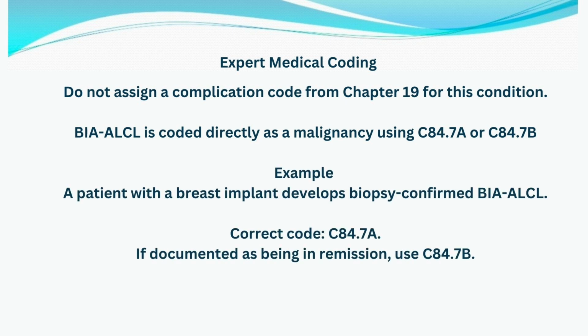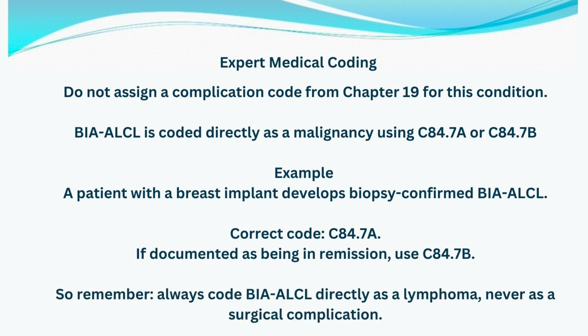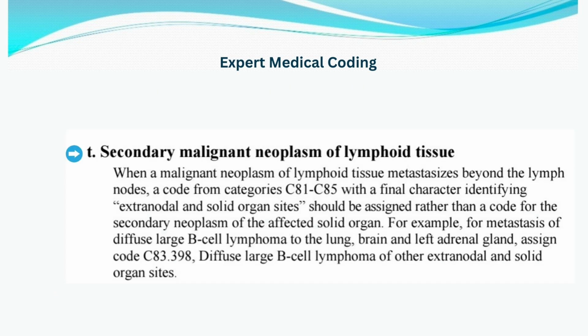Let's see an example. A patient with breast implant develops biopsy confirmed BIA ALCL. So the correct coding here will be C84.7A. If documented as being in remission, use code C84.7B. So remember, always code BIA ALCL directly as a lymphoma, never as a surgical complication. Now let's move towards the next coding guideline, and that is secondary malignant neoplasm of lymphoid tissue.